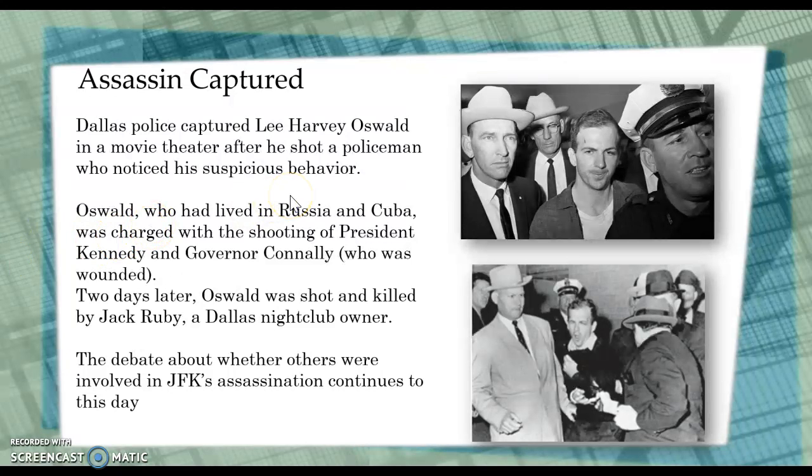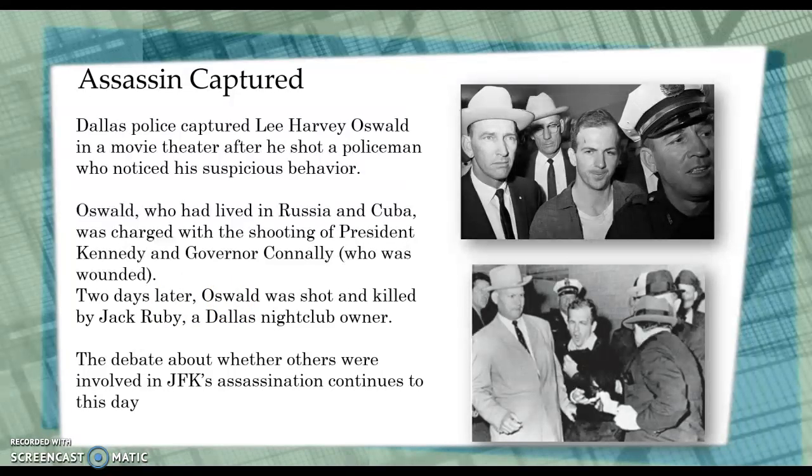Dallas police capture a man named Lee Harvey Oswald at a movie theater after he had shot a policeman who noticed he was acting strange. There's a picture of this guy right here. Oswald, who was a guy who had lived in Russia and Cuba, was charged with the shooting of President Kennedy and Governor Connally, who was wounded. Two days later, Oswald is shot and killed.